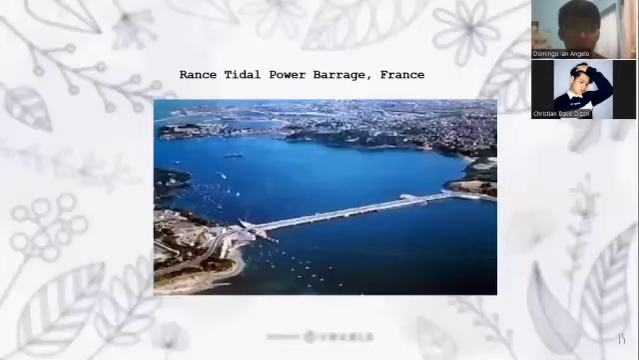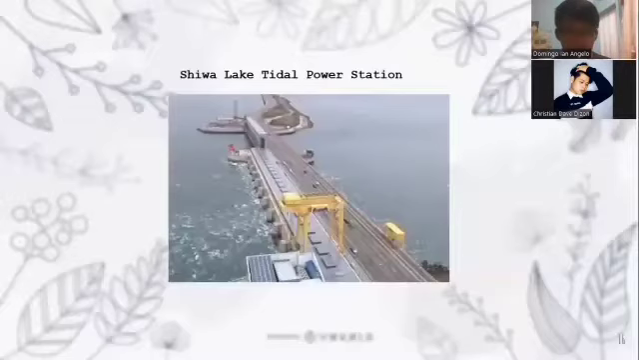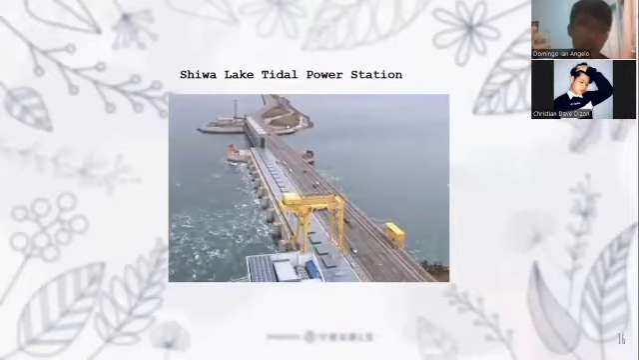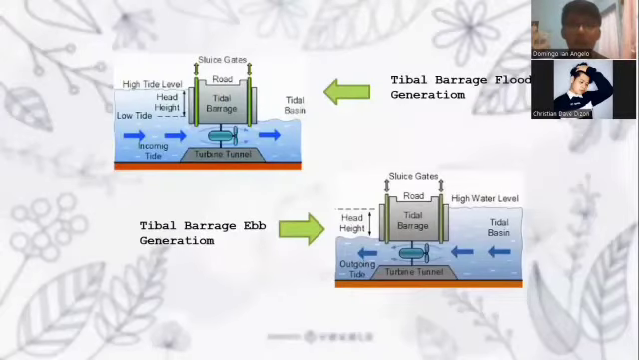So, may picture dito. Ito yung Rance Tidal Power Barrage sa France. Ayan. And parang kamukha lang siya ng mga dams natin na nahati. Parang iniipon yung tubig sa kabila. And merong turbine sa loob ng dams na yon na nag-generate ng electricity. Ayan. Isa pa tong example, yung Siwa Lake Tidal Power Station. Ayan. And ito yung example ng tidal barrage kung paano ba nag-work yung tidal barrage.